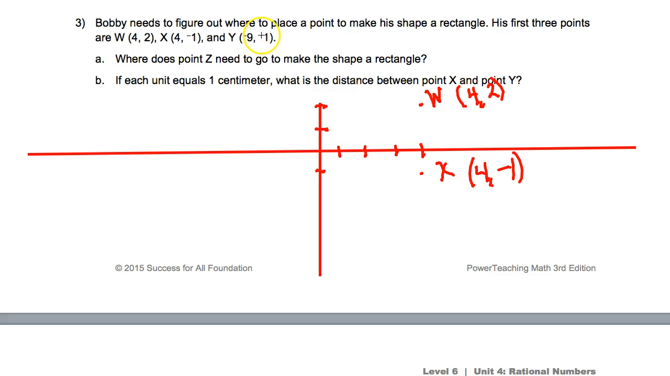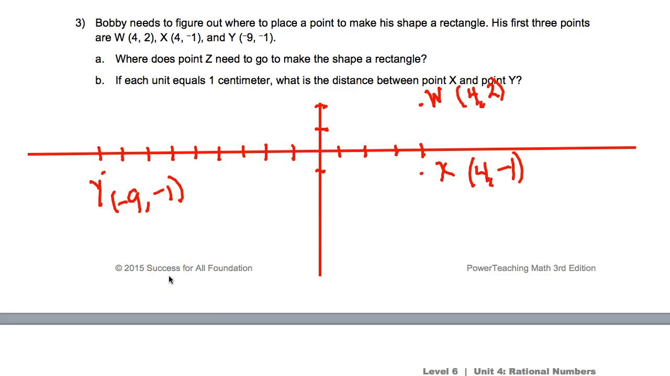Now let's look at y. Y has -9, -1. So let's go over here. Let's see, 1, -1, -2, -3, -4, -5, -6, -7, -8, -9. Okay, so this was -9, and this is -1. So I'm going to go ahead and put my point for -9, -1 right here. And that's going to be point y. And y is located at -9 and -1.